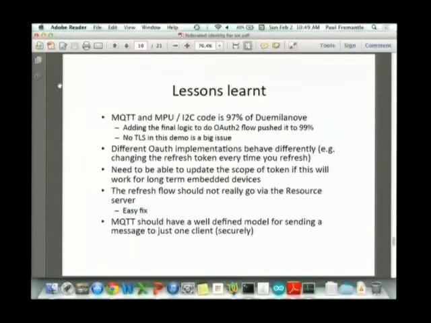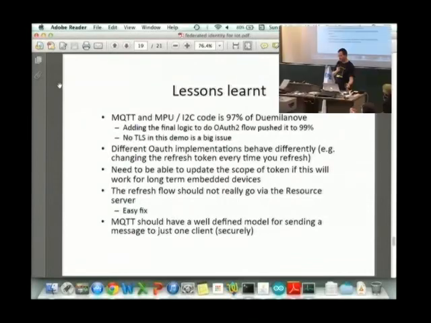Some interesting lessons learned. Well, my MQTT and I2C code took up 97% of the memory on my Arduino. So I really didn't have room for the HTTP library as well. In fact, I had to cut out some of the I2C code to actually get it all in.